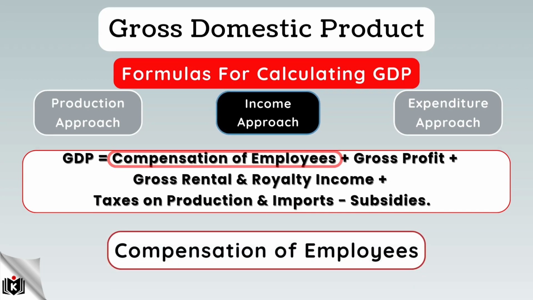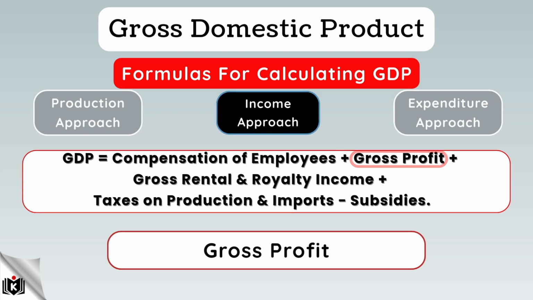Compensation of employees. This represents the total earnings by workers for their contributions to production. It includes wages, salaries, and benefits like health insurance or pensions. Gross profit, which is often also termed operating surplus, is the profit businesses make after covering their production costs such as materials and labor, but before paying interest, taxes, and other deductions. It reflects the returns to entrepreneurship and capital investment.